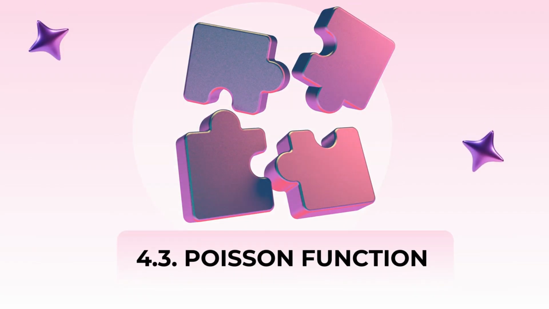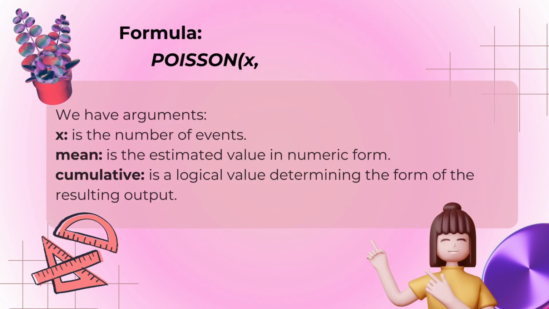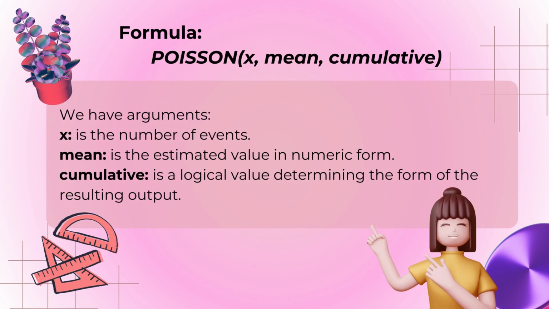4.3. Poisson function. The Poisson distribution function in Excel is used to calculate the probability of a discrete random variable having a specific number of successes within a given time or space. Formula: POISSON(x, mean, cumulative). We have arguments. X is the number of events. Mean is the estimated value in numeric form. Cumulative is a logical value determining the form of the resulting output.